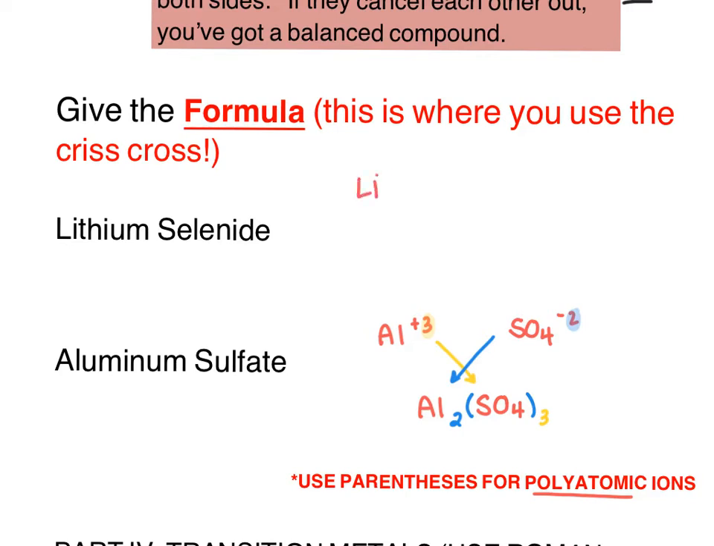I want you to try lithium selenide on your own. Lithium has a charge of Li +1. Selenide has a charge of -2. Again, I'm going to write my skeleton. I'm going to start with the 1 from my lithium. I cross that over to my selenide. I'm going to get a 1 down there. And next I'm going to take the 2 from my selenide, cross that to my lithium, and I get a 2. All right.